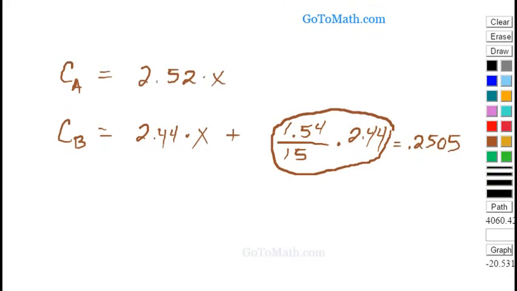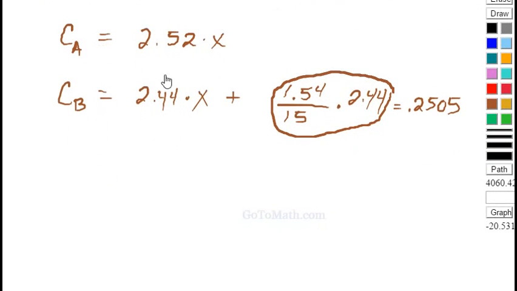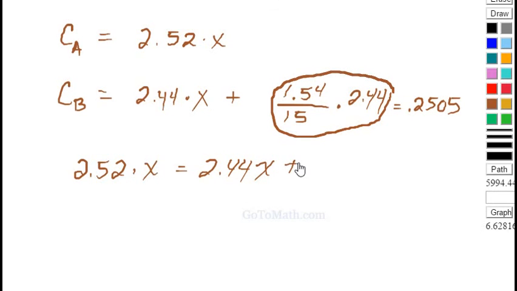So the next order of business now is what we've been doing in previous problems. You just take this thing, set it equal to each other. Right. This one has x in common. So we have 2.52x is equal to 2.44x, and then plus the 0.25. Okay, 0.25. And then, of course, we want to solve for x in this problem.